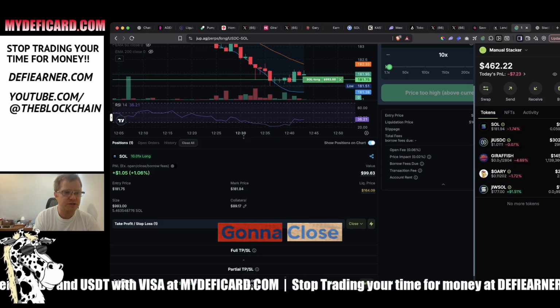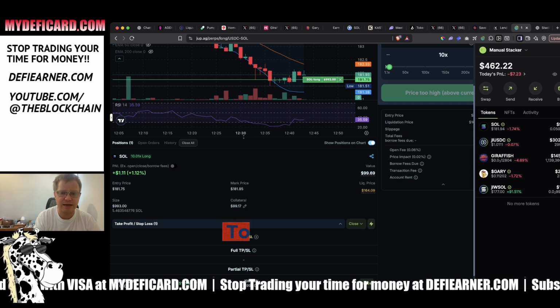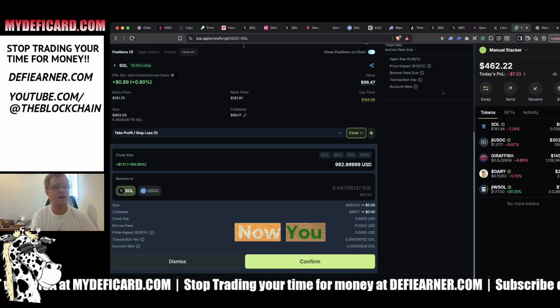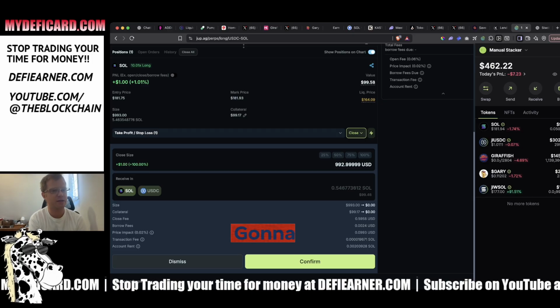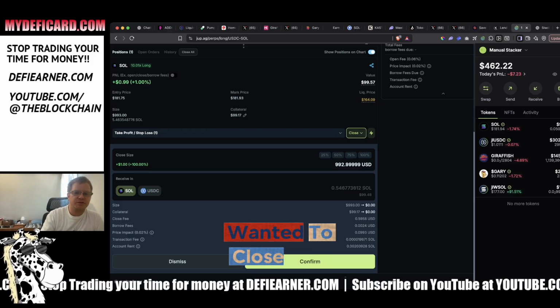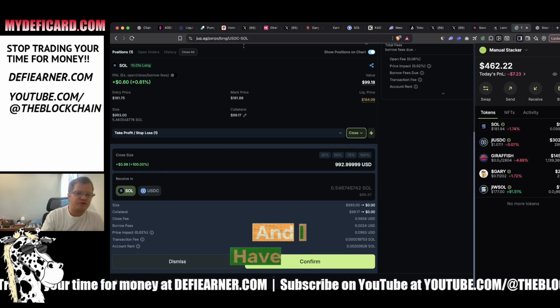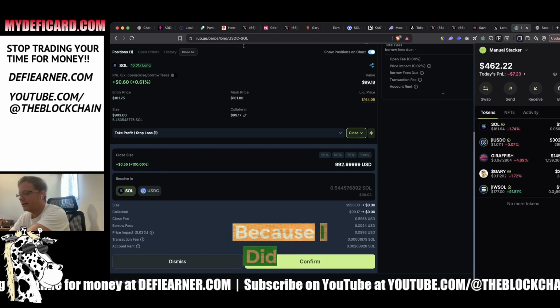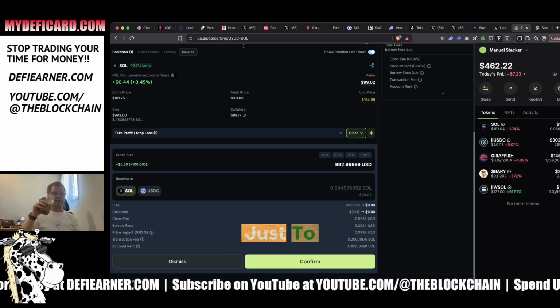If I was going to close this trade, I would hit this close right here. I don't want it to actually do it, but it would show. I'm not going to do it right now because I think it's going to go up higher. But say I wanted to close this trade right now. I have two options here, and I actually reached out to Jupiter support just to clarify this.